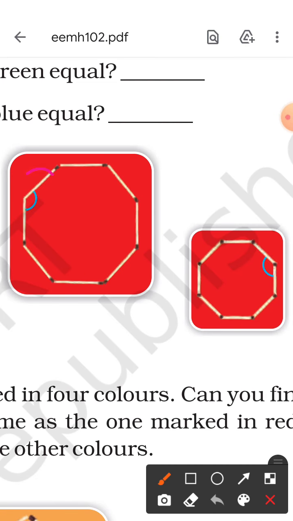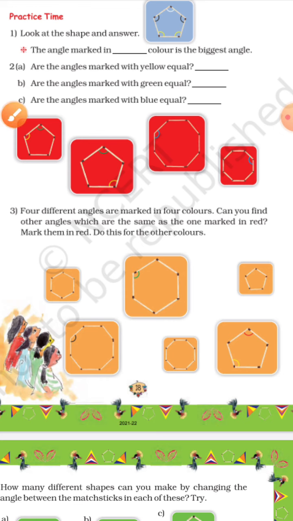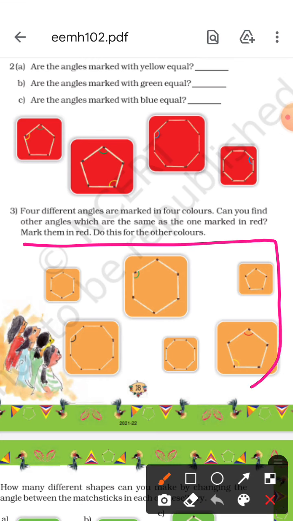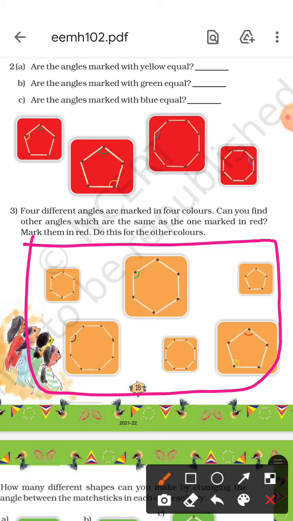Now go to question number 3 here. Now if you see this question number 3, you will have all these shapes with angles in different colors. Now the question is, 4 different angles are marked in 4 colors. Can you find other angles which are the same as the one marked in red? Mark them in red. Do this for the other colors also.